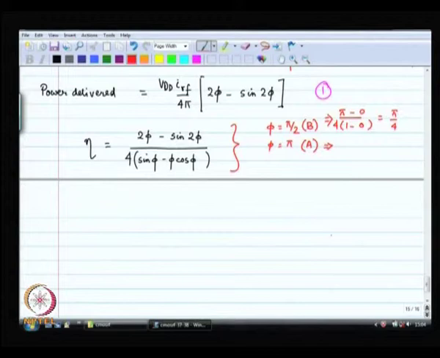All right. What about if phi is equal to pi? If phi is equal to pi, so I have got 2 pi minus sine of 2 pi is equal to 0, divided by 4 times sine of pi is equal to 0, minus phi times cos of phi, pi times cos of pi, that is equal to minus 1.